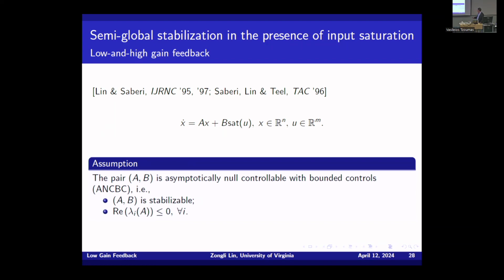By the way, this system, Sussman and Sontag call it ANCBC, which stands for asymptotically null controllable with bounded controls. So basically, you can control to 0. Null controllable meaning controlling to 0, with bounded control meaning the control is constrained. And asymptotically meaning that it will take infinite time to go to 0, because controllability is a finite time concept, right? So this is an ANCBC system.